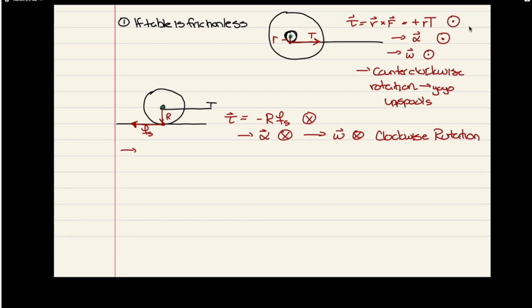So in this case, the yo-yo spins up the rope.